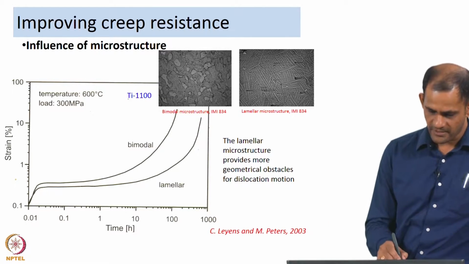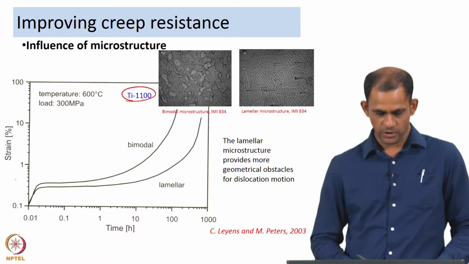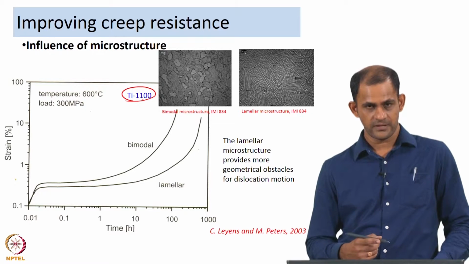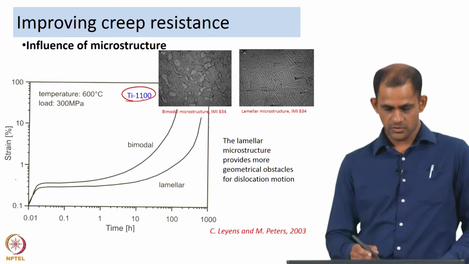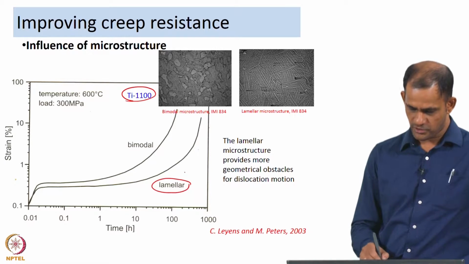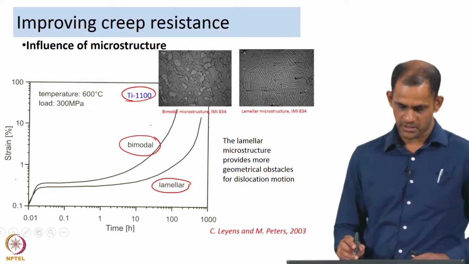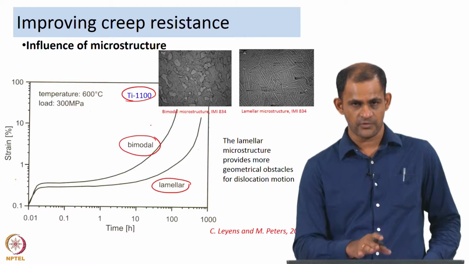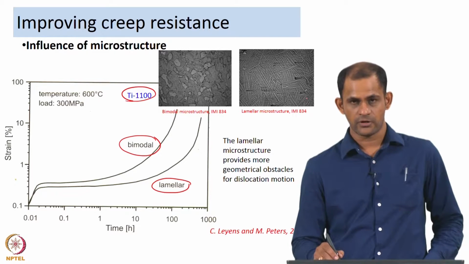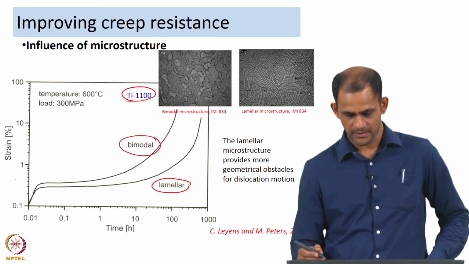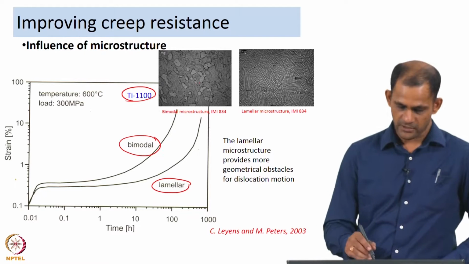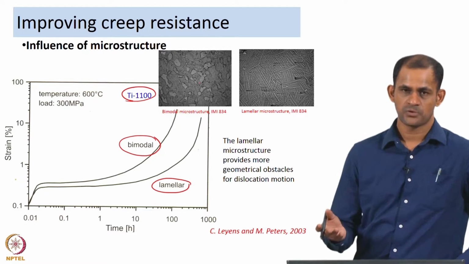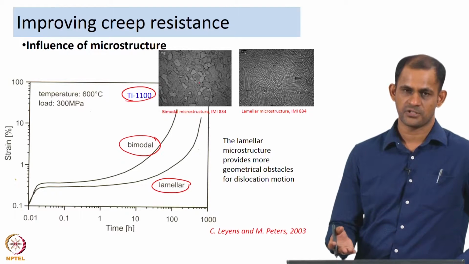This is titanium 1100 alloy, and the authors are talking about the creep behavior of two different microstructures of this material. In one case you could have a lamellar microstructure, in another case you could have a bimodal microstructure. Here are a couple of pictures to tell you what we understand by a bimodal microstructure and what we understand by a fully lamellar microstructure. These microstructures can be attained based on suitable heat treatments. Your heat treatment will decide what kind of microstructure you achieve.